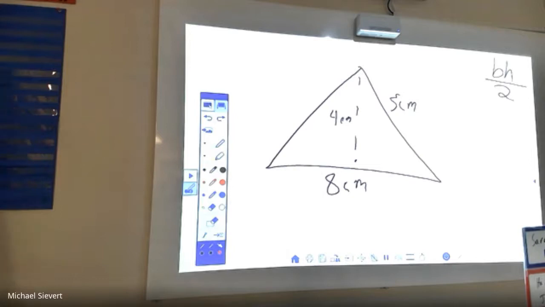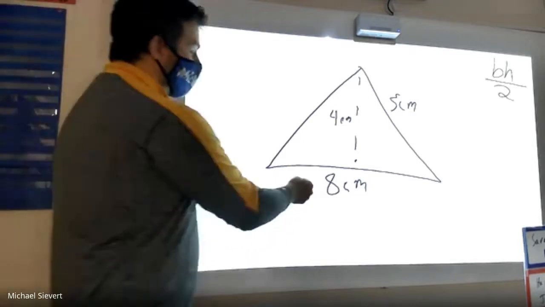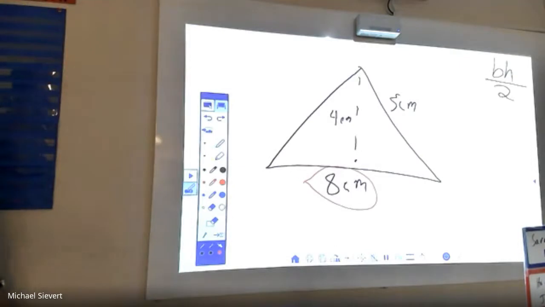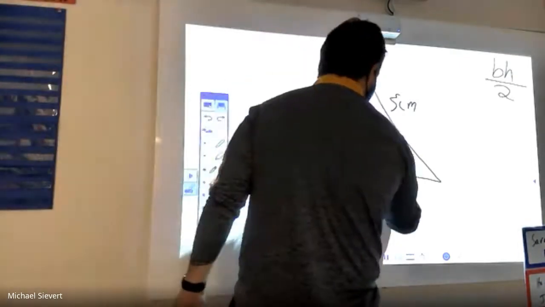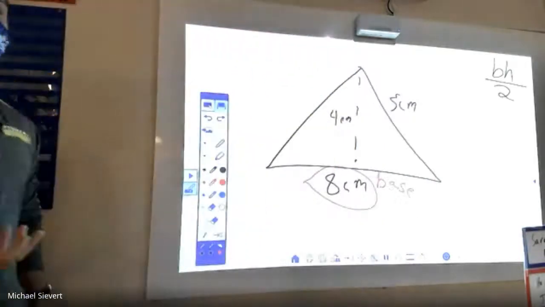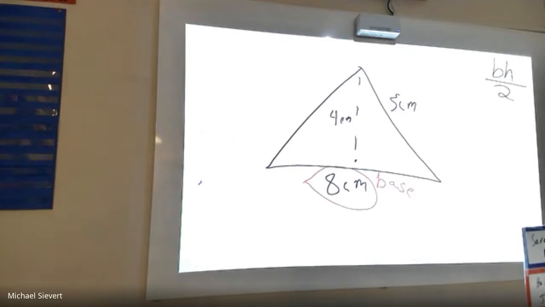Starting off with the easy one, the base. What is the base? Jonathan? Right, because it's the bottom. It's what the triangle would sit on. So 8 is going to be the base. Make sure you get these words in your notes as well, because everything I draw on the board will be looked at during your test.